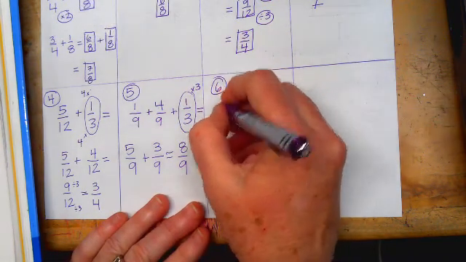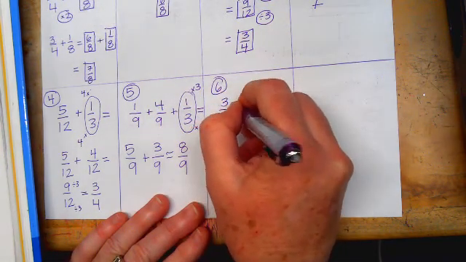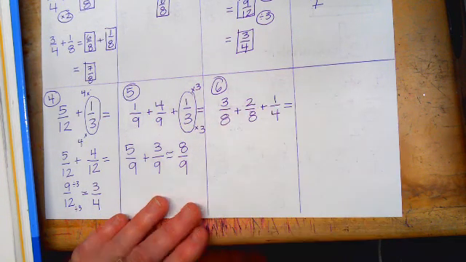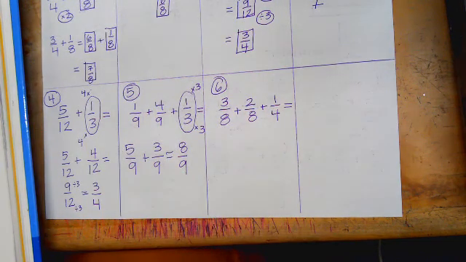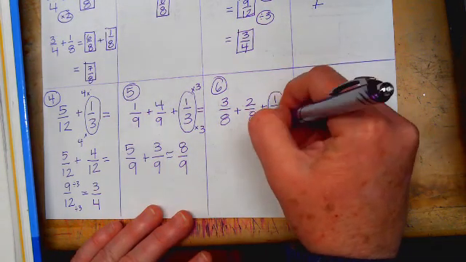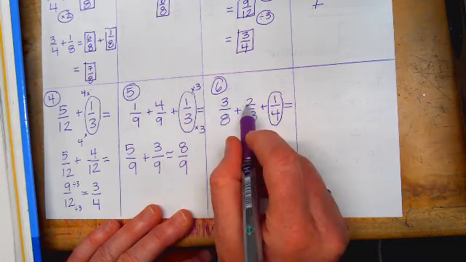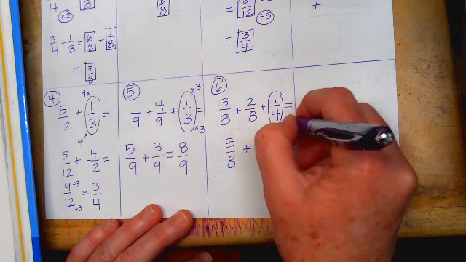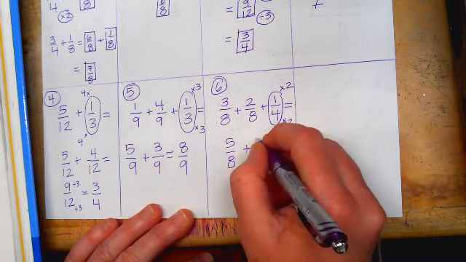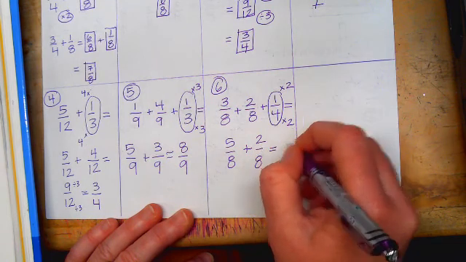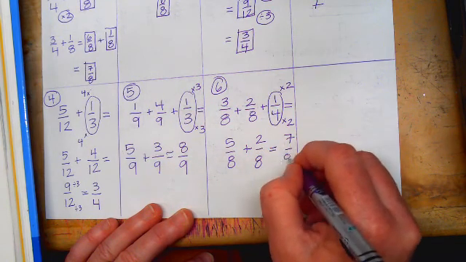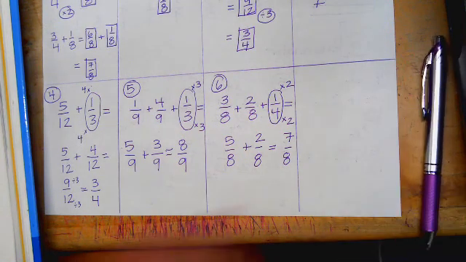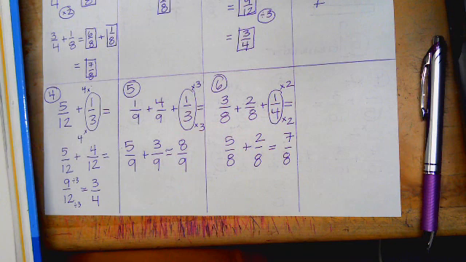Okay, let's do the last one. Apologies for that interruption earlier. All right, here we go. So I'm going to take 3/8 plus 2/8 plus 1/4. Which one am I going to have to change? Obviously this guy, right? So 3/8 plus 2/8 is 5/8. And if I multiply the top and bottom by 2, I will get 2/8. So I end up with 7/8.